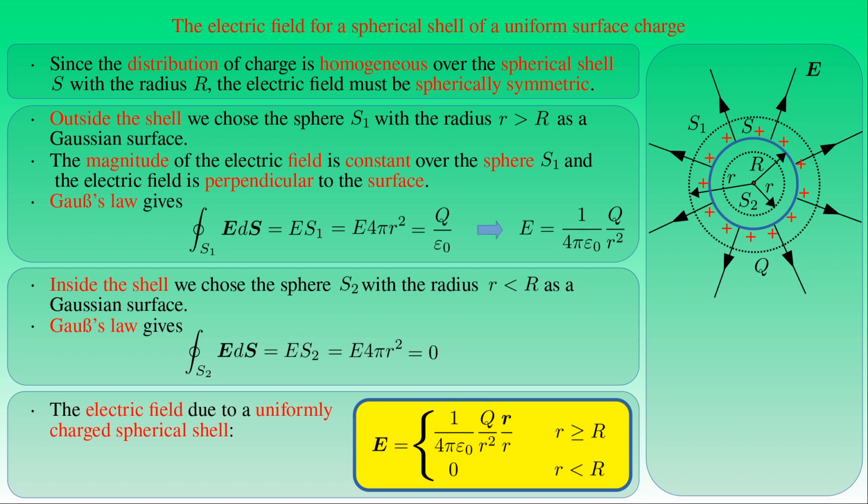This formula also shows that the uniformly charged shell with the total charge Q is equivalent to a point charge Q placed in its center. In other words, the electric field outside the shell is the same as if the entire charge were concentrated at the center of the shell.